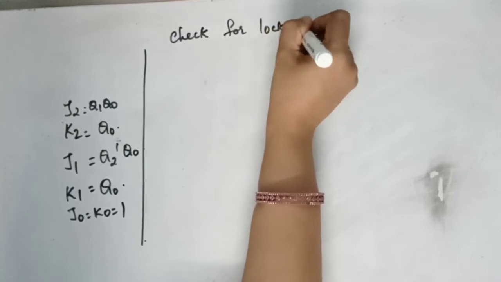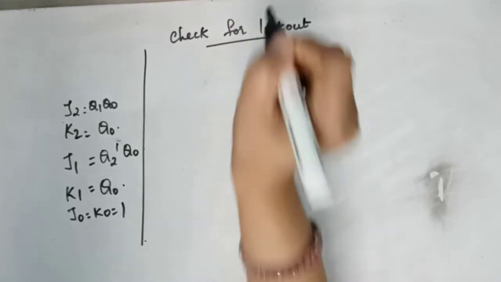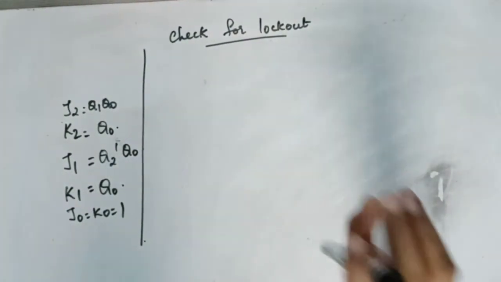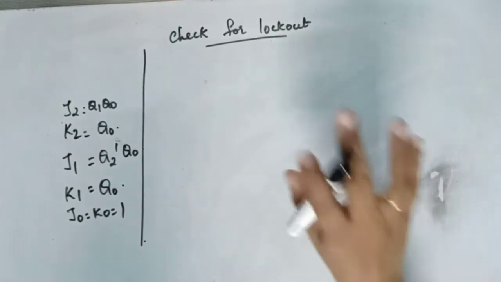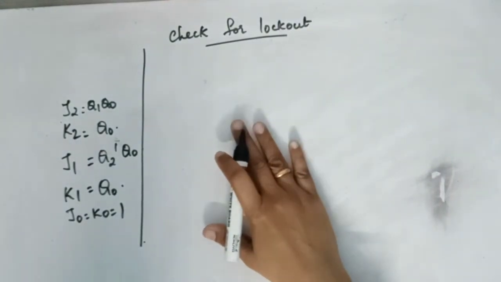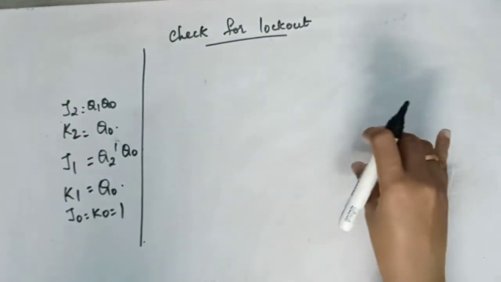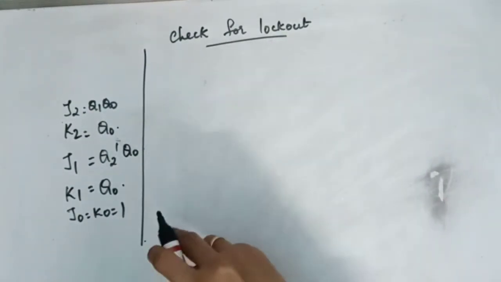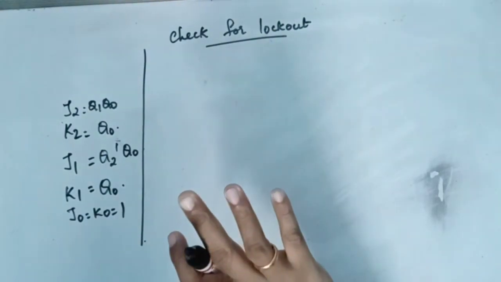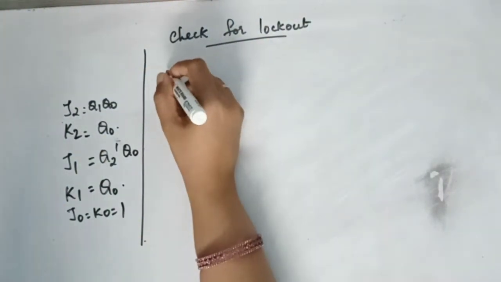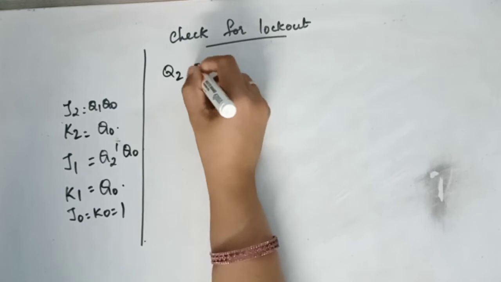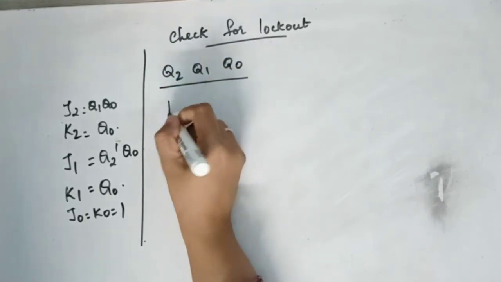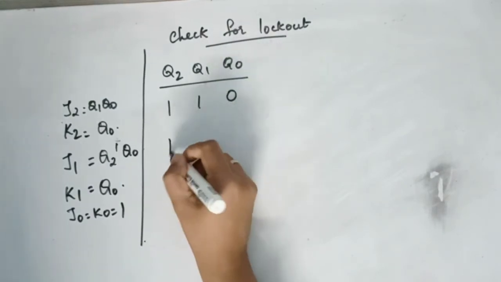So how do you check for lockout? Lockout means if an invalid state comes in, what happens next? That is the condition for lockout. That is, if an invalid state comes in, within 1 or 2 clock pulses, does it return to the original sequence? In this case, 0 to 5. So we'll write the invalid states. Here the invalid states are 6 and 7.